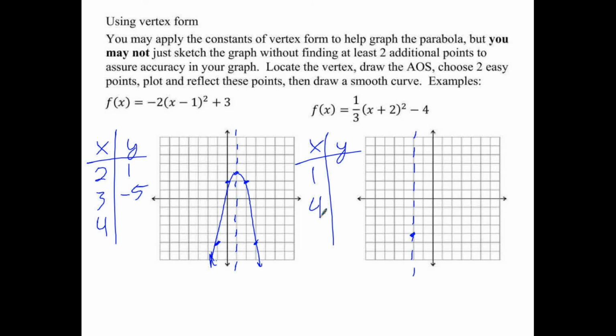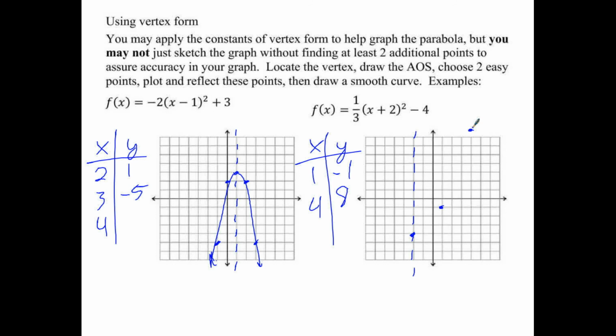So 3 squared is 9. 1/3 of that, 3, minus 4, -1. And then 4 plus 2 squared, 36, 1/3 of that, 12 minus 4 is 8. 8 is off the grid, so we're done. We have 1, -1, and then 4, 8. That's the best we can do with this situation.